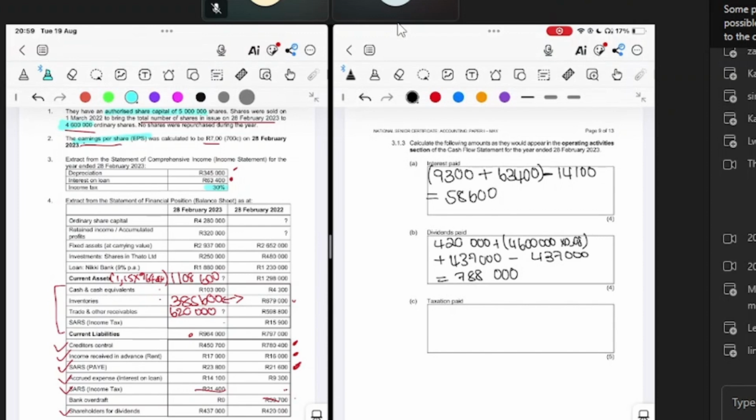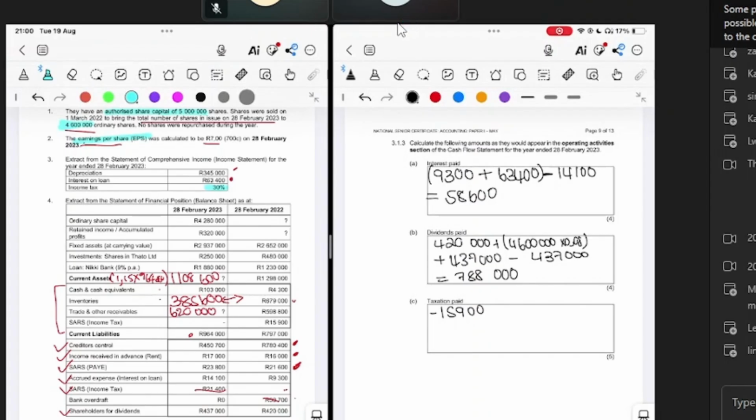Then we go to tax paid. Tax paid, you start with your SARS income tax at the beginning of the year, which is 15,900, and it's a refund. It's under current assets, meaning SARS owes us, so we're not going to pay that amount again. So you say minus 15,900.